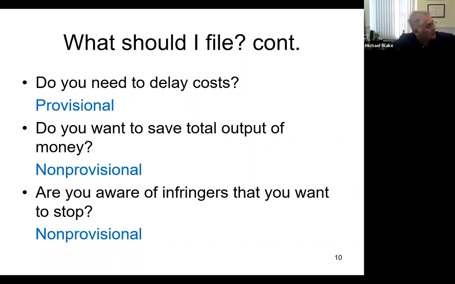And there's also another option: you request accelerated examination. And if you pay an additional fee up front, then the patent office will give you a final determination on your patent within 1 year. And so if you know there's infringers out there, you may want to do that.